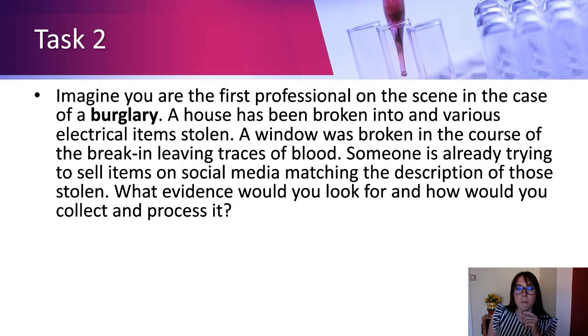Second one. Imagine you are the first professional on the scene in the case of a burglary. A house has been broken into and various electrical items stolen. A window was broken in the course of the break-in, leaving traces of blood. Someone is already trying to sell items on social media matching the description of those stolen. What evidence would you look for and how would you again collect and process it?